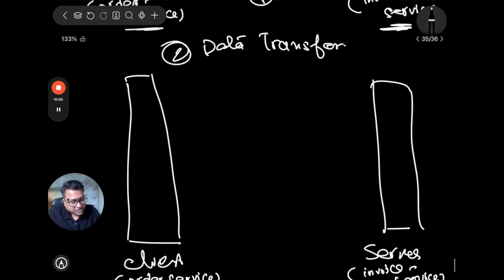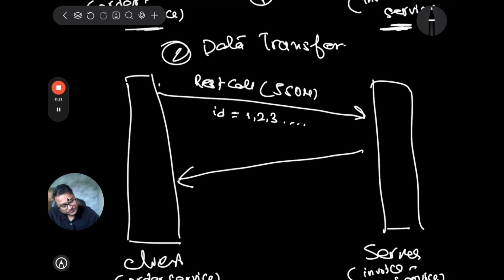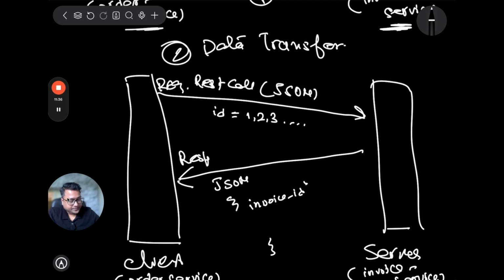Okay, so now your data transfer, when I say data transfer, this is an HTTP call, so this is your REST call, and you are sending JSON data. And what is the JSON data? You must be sending some kind of IDs, let's say ID 1, 2, 3, etc. This is your request, and this is your response. In the response, you are getting a JSON response, so let's say your invoice ID, etc. All right, so that's how your HTTP works.